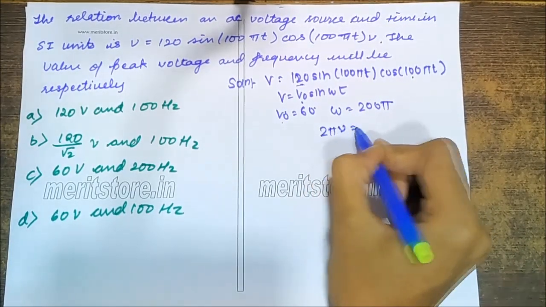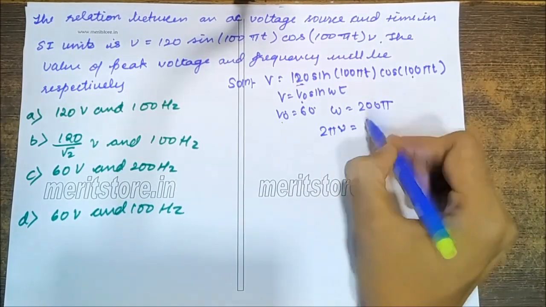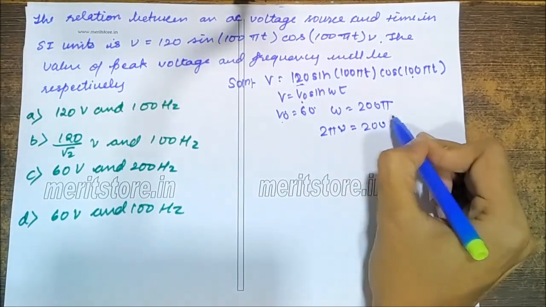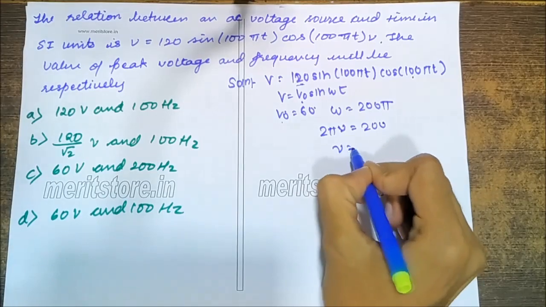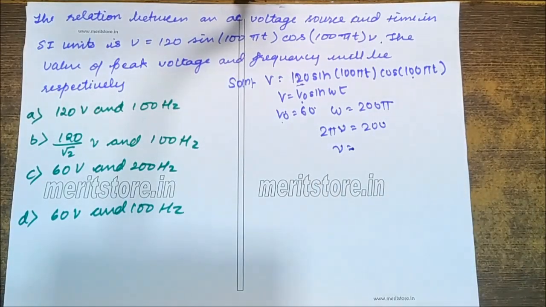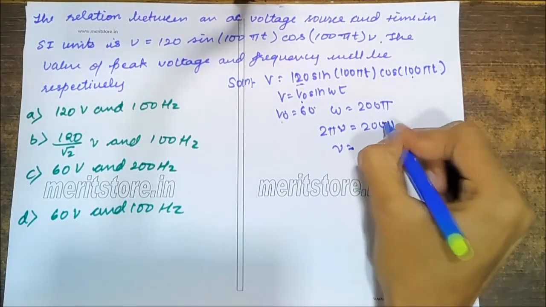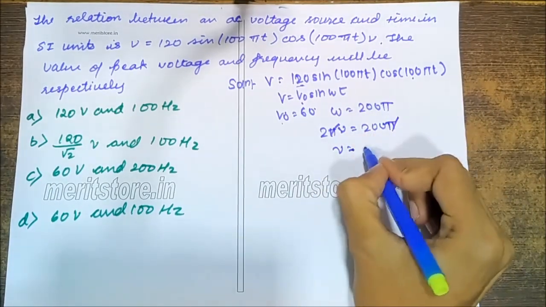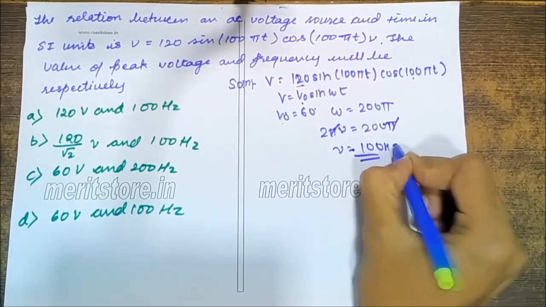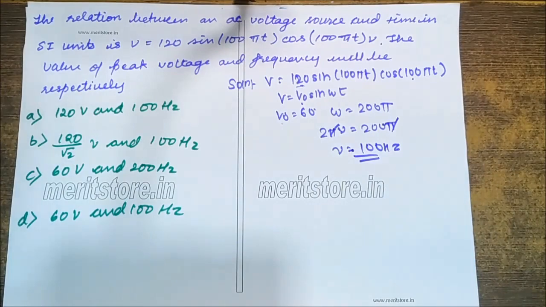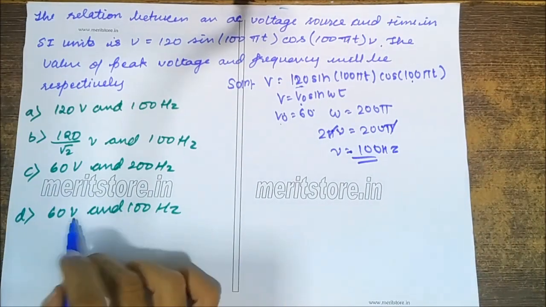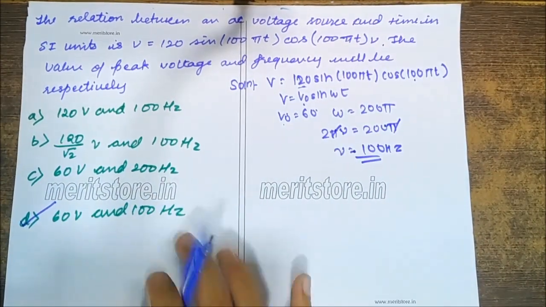And for that omega value we have 2 pi into v, that is the frequency. 2 pi into the frequency is 200 pi. Okay, so pi gets cancelled and the frequency which we get is 100 hertz. So the frequency is 100 hertz and the voltage is 60 volts. So 60 volts and 100 hertz is the D option, so option D is the correct option.